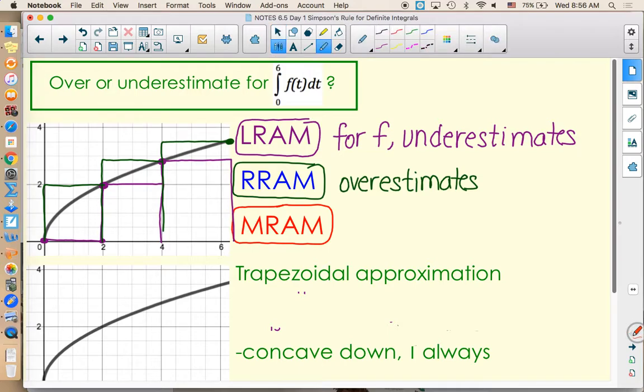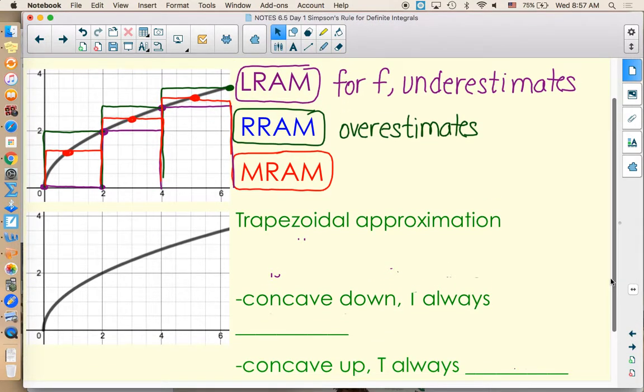It's a little hard to tell what the midpoint one is doing. Not all midpoints are exactly the same depending on the shape of your curve, meaning sometimes they over approximate, sometimes they under approximate. This one tends to do better than left or right, but it's a little hard to tell if it's going to over approximate or under approximate in this case because it's including some area it shouldn't, but it's also leaving out some area that it should count. So in this case, a little hard to tell.